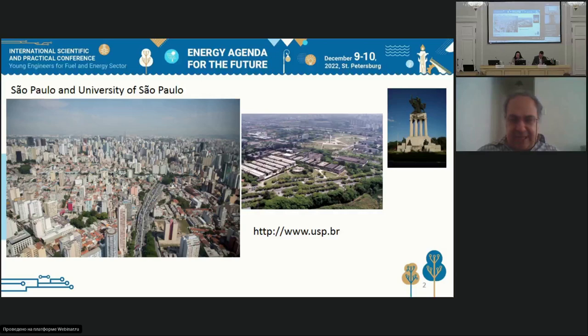Just a little bit about the city of Sao Paulo. It's the largest city in Latin America, one of the mega cities in the world. The University of Sao Paulo is one of the main universities in Latin America. If you want to know more about our university, here is the website. It has a version in English and in Spanish. I'm part of the School of Engineering, and I've been researching other topics, but also engineering education.